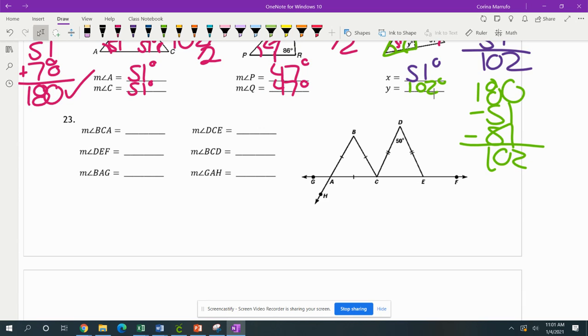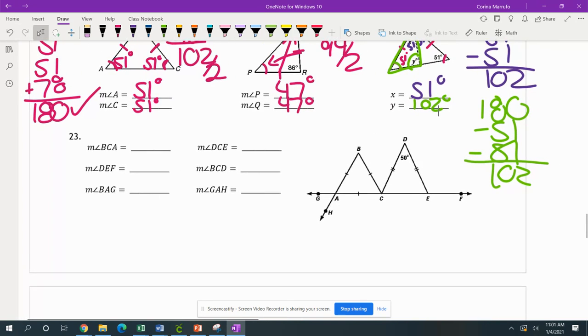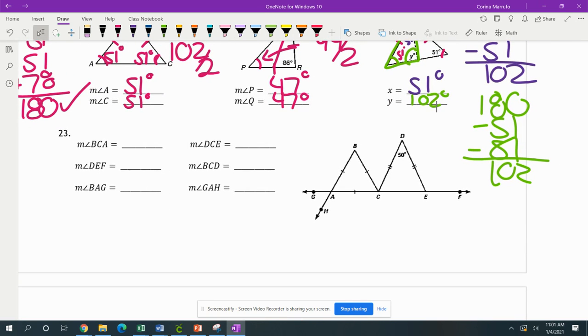Okay, the next one, I believe this is the last one. It tells you to find all of these angles. So I'm just going to look here first at my diagram to see what they give us. They give us this is 50, and I'm going to find as many angles as I possibly can. They also tell us that these two sides are the same. So I'm going to do 180 minus the 50. That gives me 130. I divide that by 2 because if the two sides are the same, these two angles should be equal. So 130 divided by 2 is going to give me 65. That means each one of these is 65.